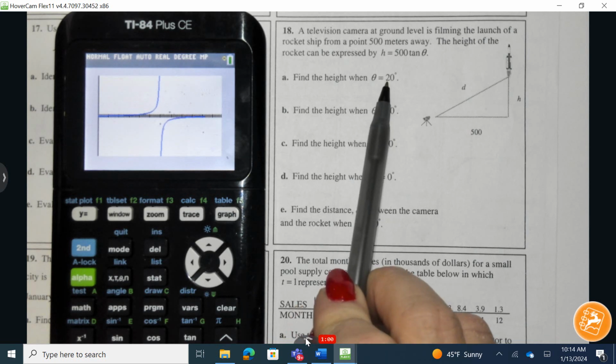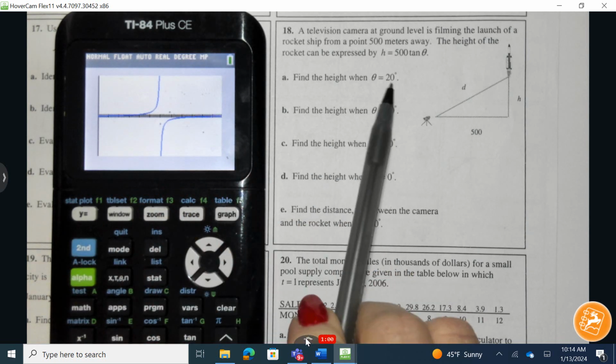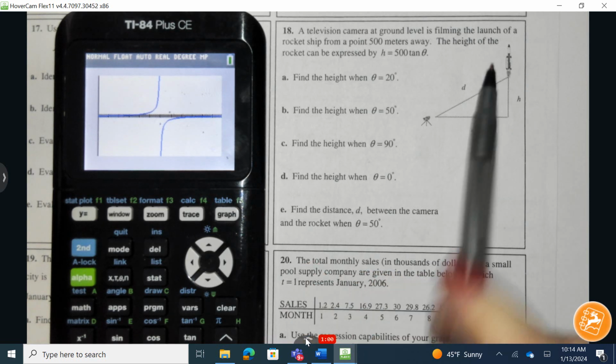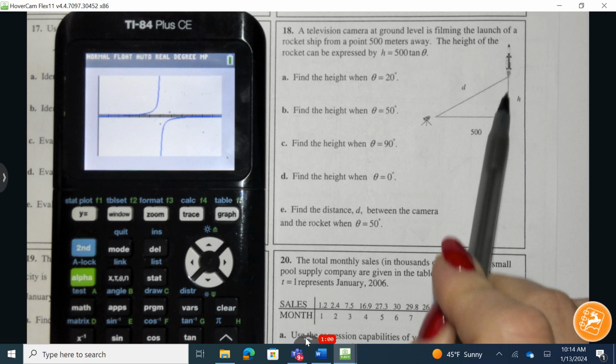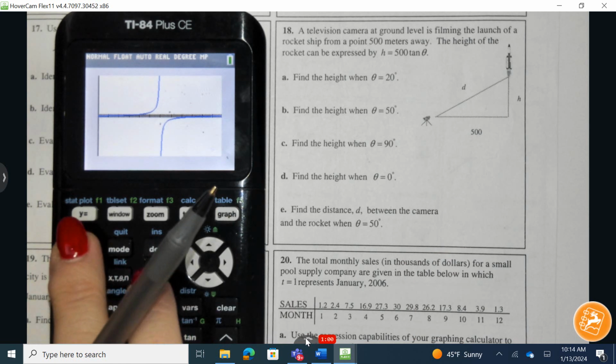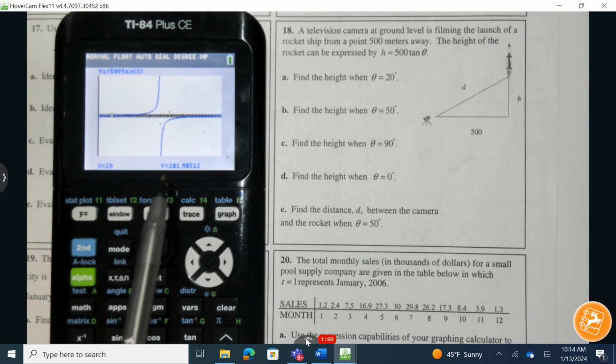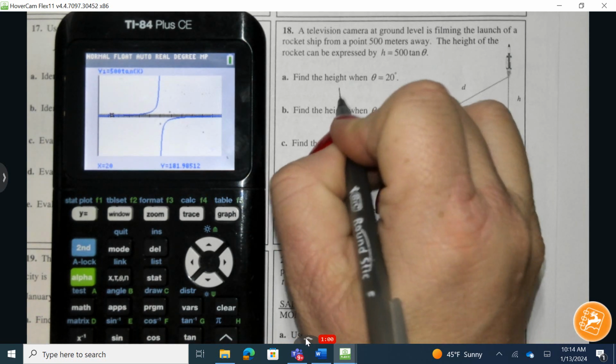Okay, so when I go to second trace and I'm plugging in degrees, it's going to give us the height. It's going to give us this height. If we know this degrees, then we know the height of the rocket. Here we go. Ready? Second trace. And I'm going to go value of 20. And we have 181.